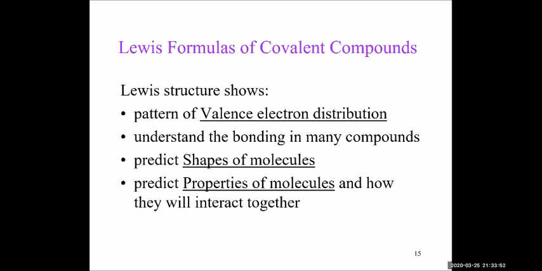This chapter, we focus on the nonmetals sharing those valence electrons to form bonds. And when we use dots to show the bonding of the valence electrons, that structure we call the Lewis structure. It is named after the American chemist Lewis. And the Lewis structure shows us how valence electrons form bonds.